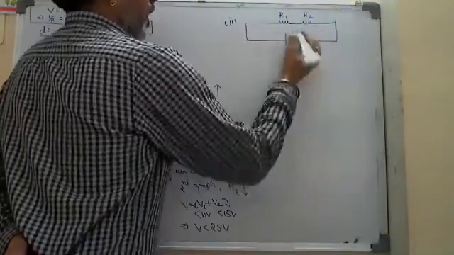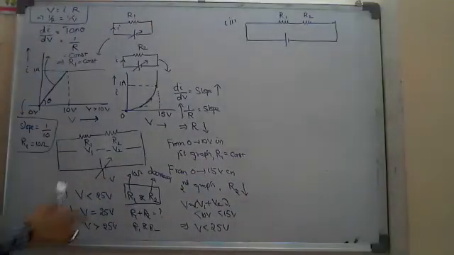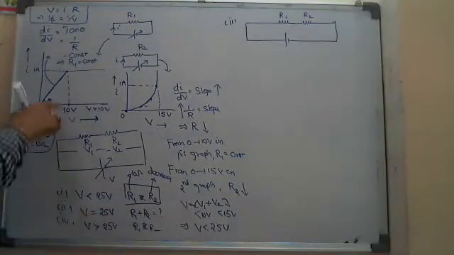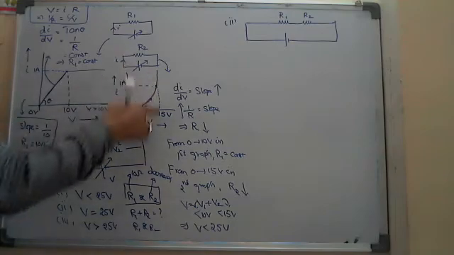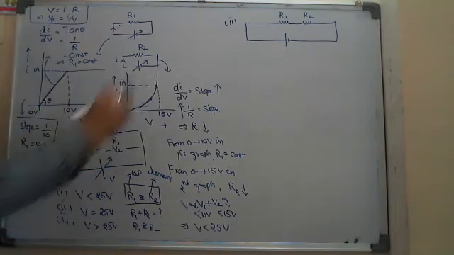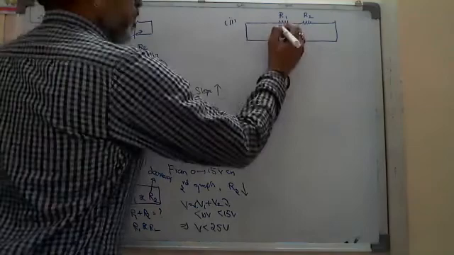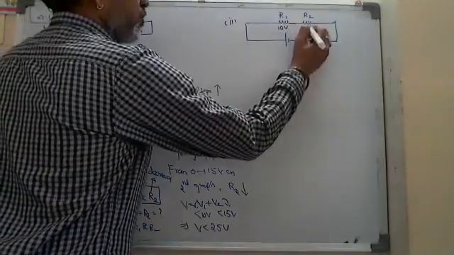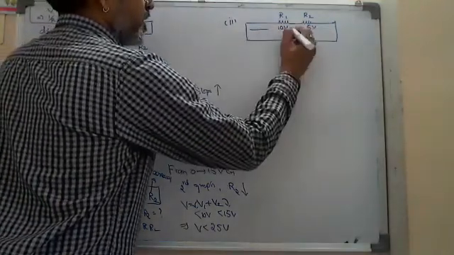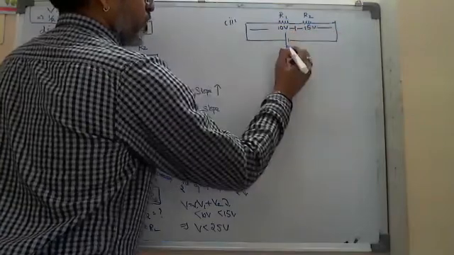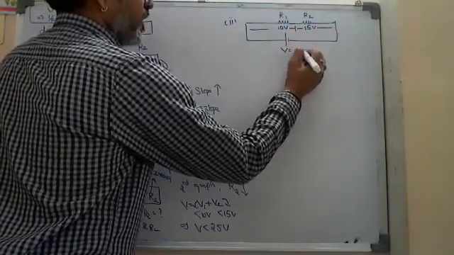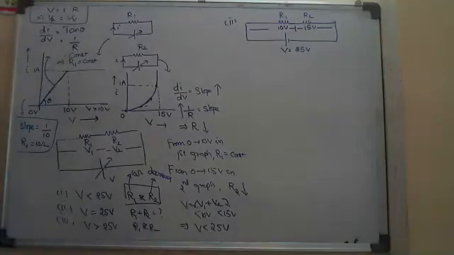Okay, and here when the total is 25, it means it should be 10 and that should be 15. Total 25. Okay, maximum this is 10 volts and that is 15 volts. If I take V1 equals 10 and V2 equals 15, so that V equals 25 volts.